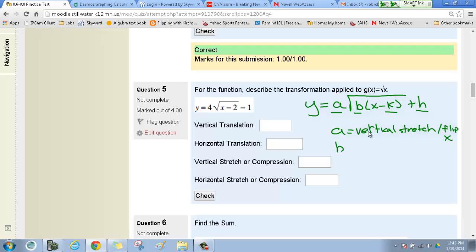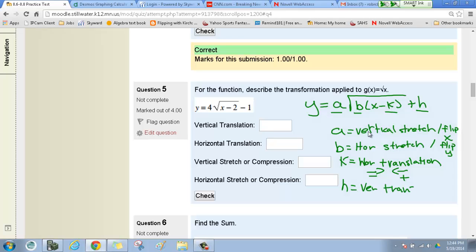It also might flip it over the x-axis, okay? The b is the horizontal stretch. It also might flip it over the y-axis, okay, if it's a negative. The k is the horizontal translation. Really the horizontal movement translation, and that's the same thing. So it's going to move it right if you look at it and it is a negative, okay? It's going to make it move left if you look at it and it's a positive.